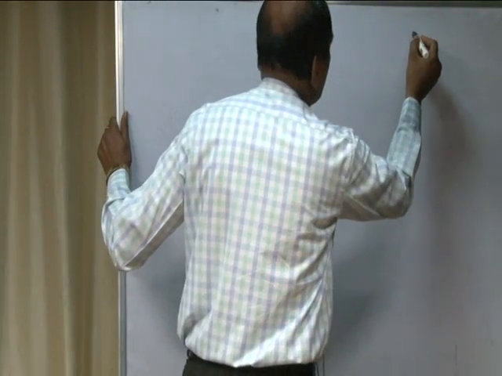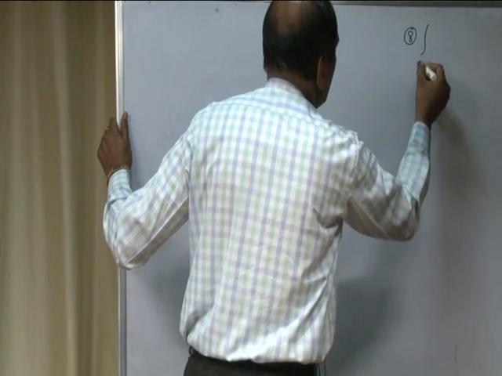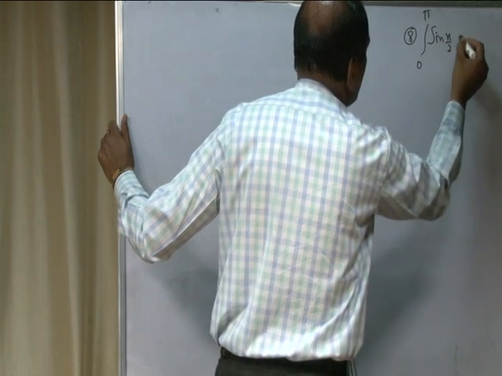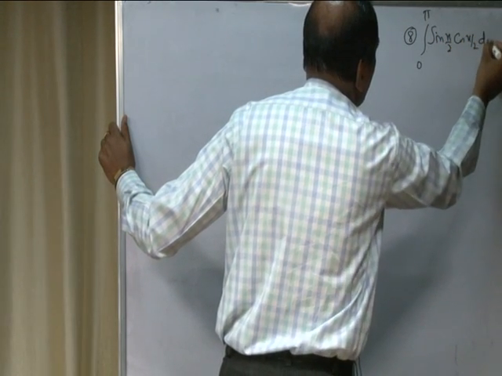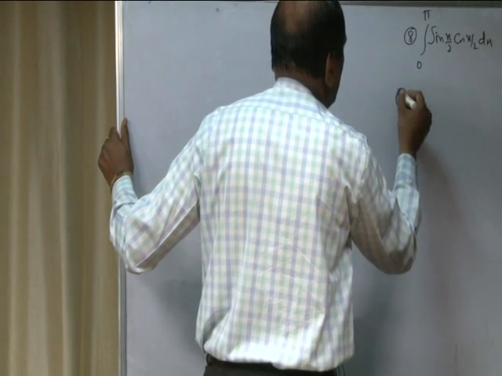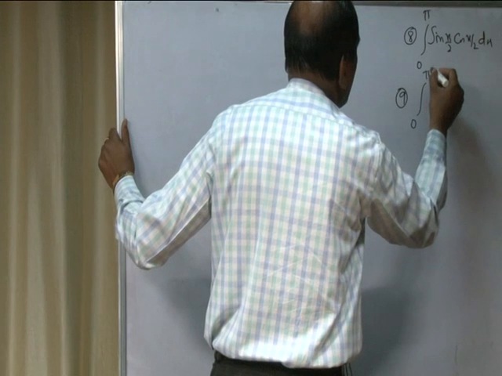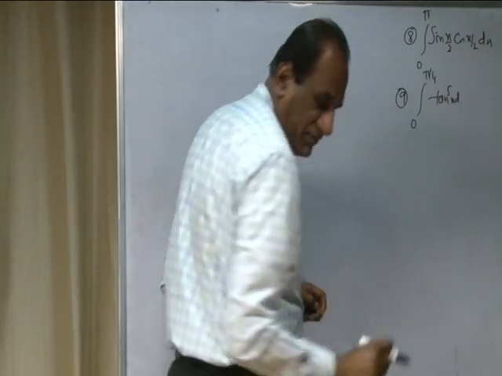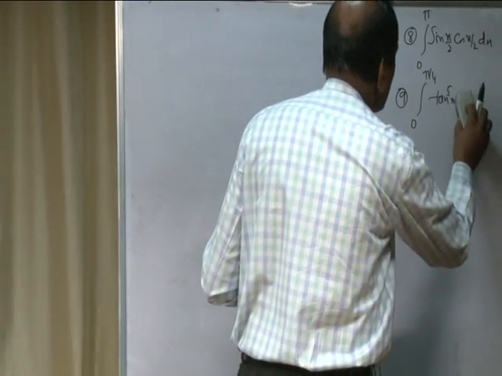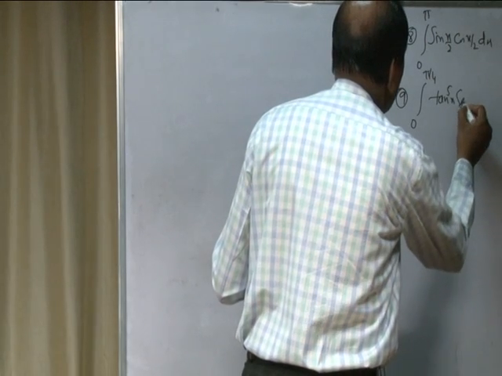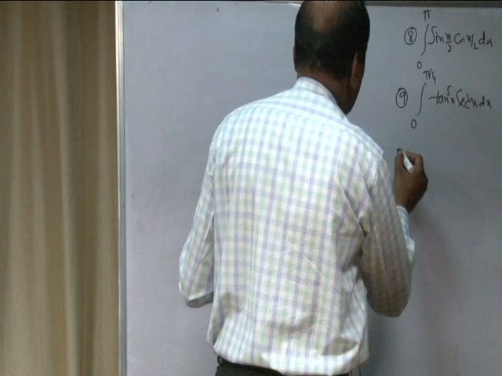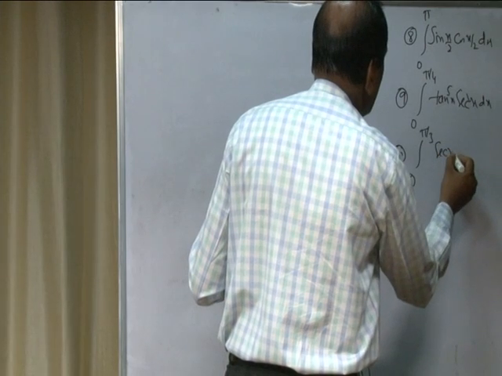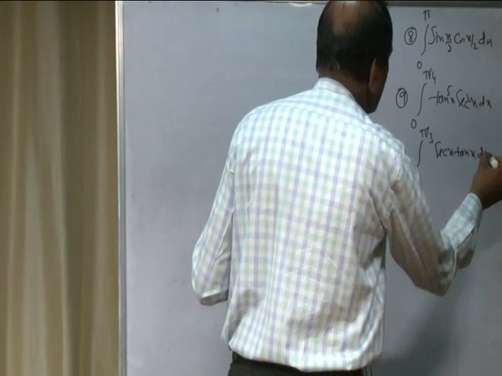So, consider problem number 8, integral from 0 to pi of sin of x by 2 cos of x by 2 dx. 9th problem, integral from 0 to pi by 4 of tan power 5x secant square x dx. 10th problem, integral from 0 to pi by 3 of secant x tan x dx.